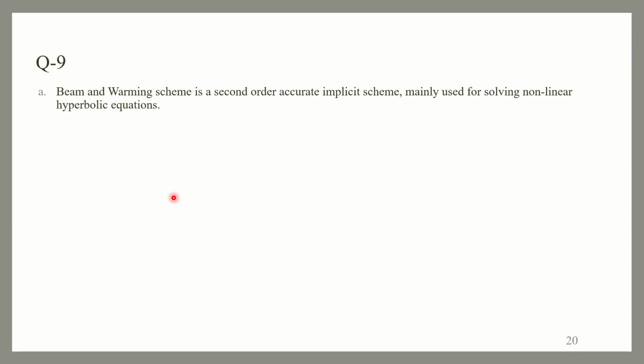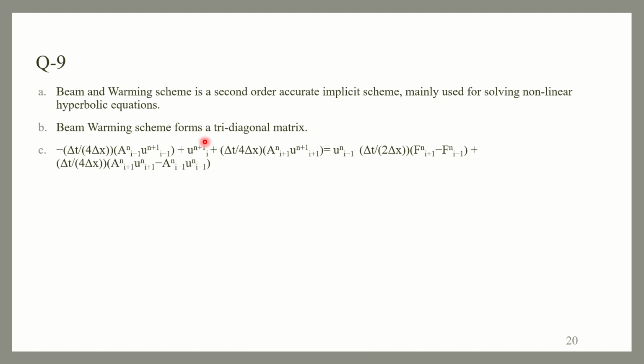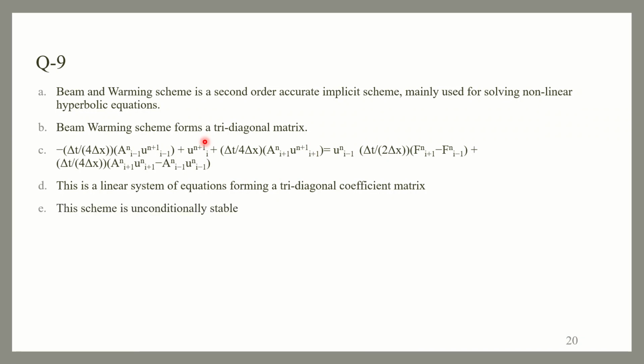We will now see that the Beam Warming scheme is a second order accurate implicit scheme mainly used for solving nonlinear hyperbolic equations. The Beam Warming scheme forms a tridiagonal system, which we solve simultaneously using the tridiagonal method. After the substitution, it is a linear system of equations forming a tridiagonal coefficient matrix.